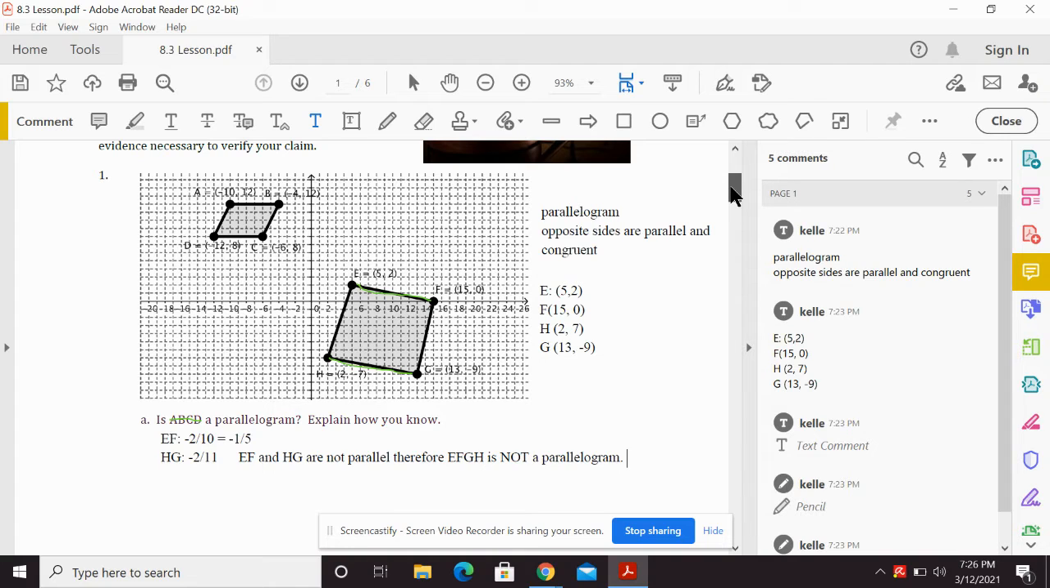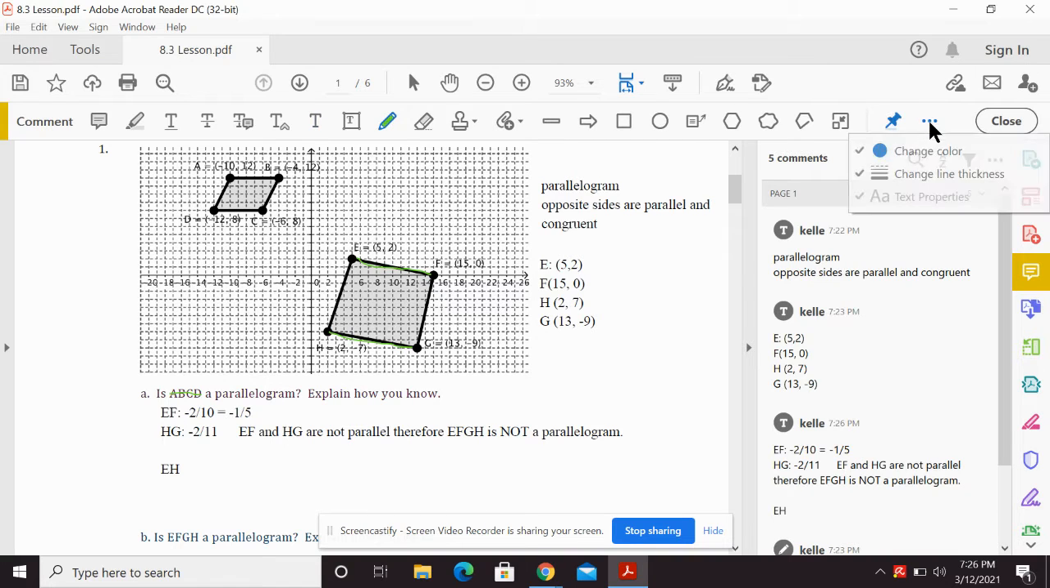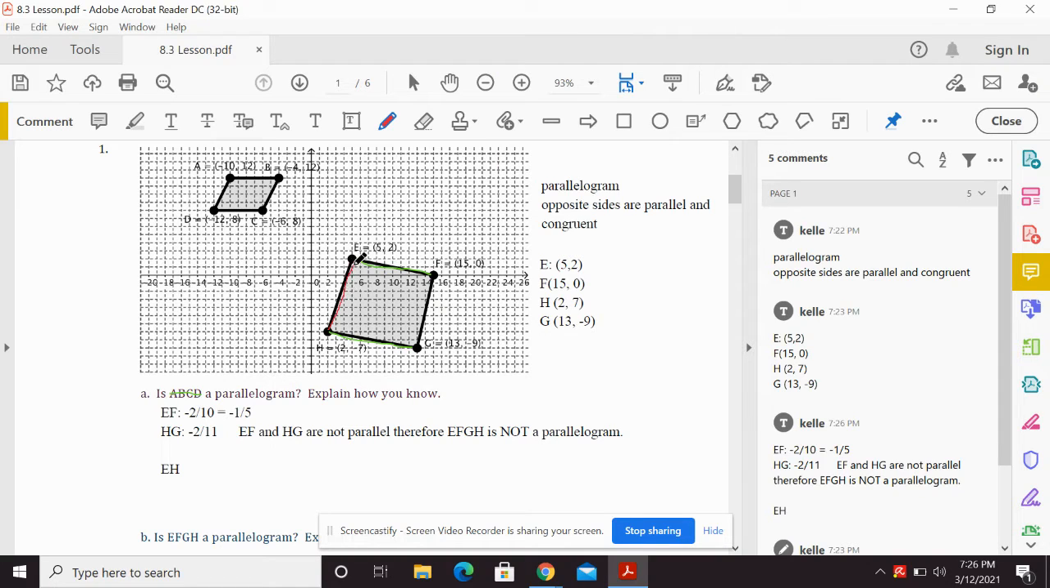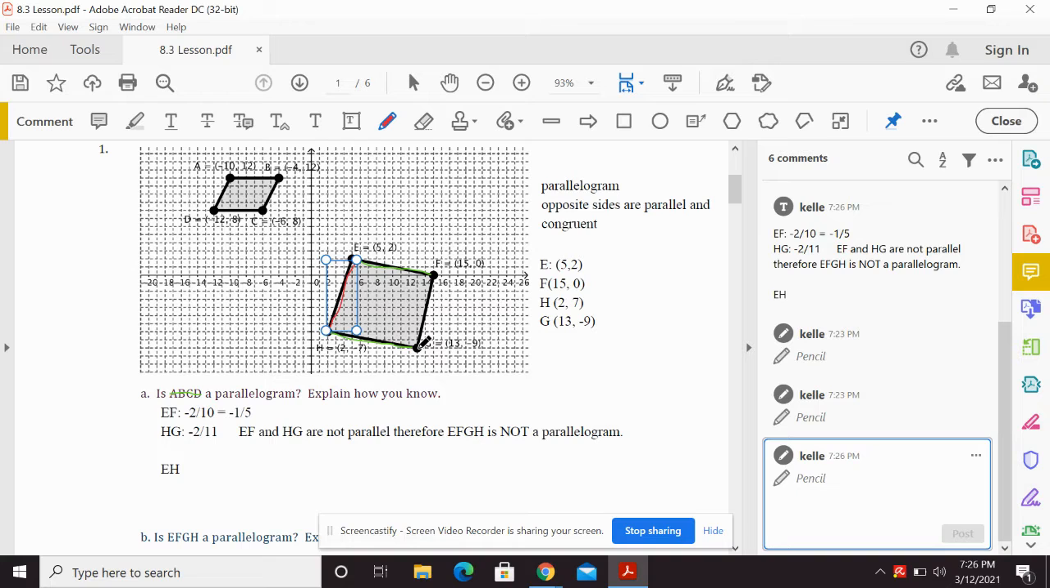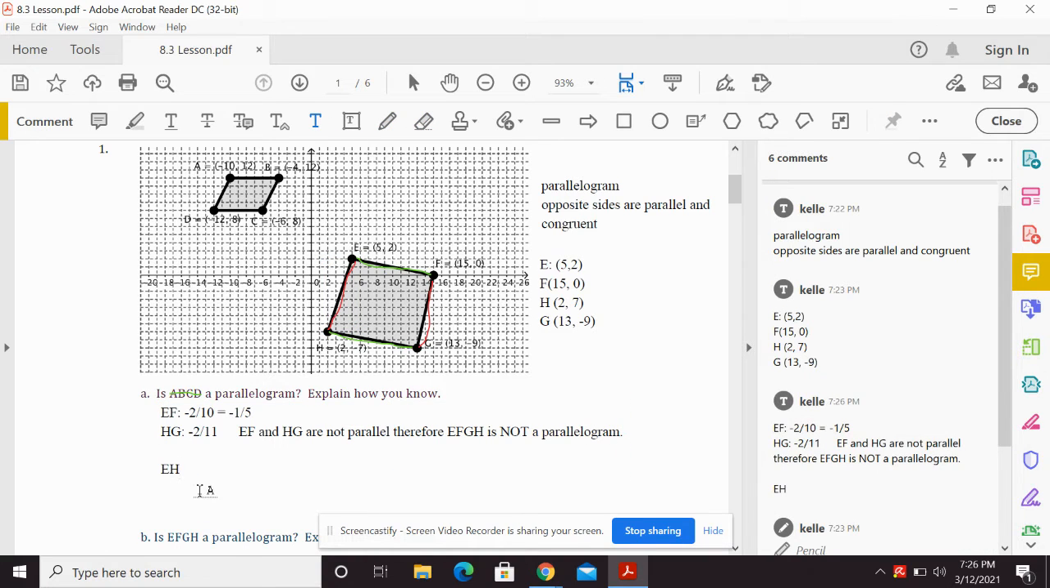So you can stop there. Just for practice, let's do the other side. Let's see, is EH, so now we're going to switch my color to red. Oh, now it's going to be all Christmassy. Oh well. Is EH parallel to FG? Okay, we're just doing this for practice.